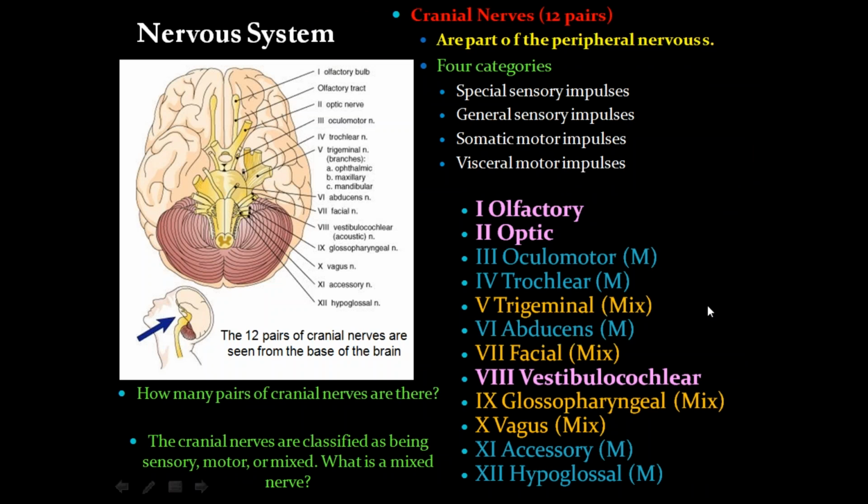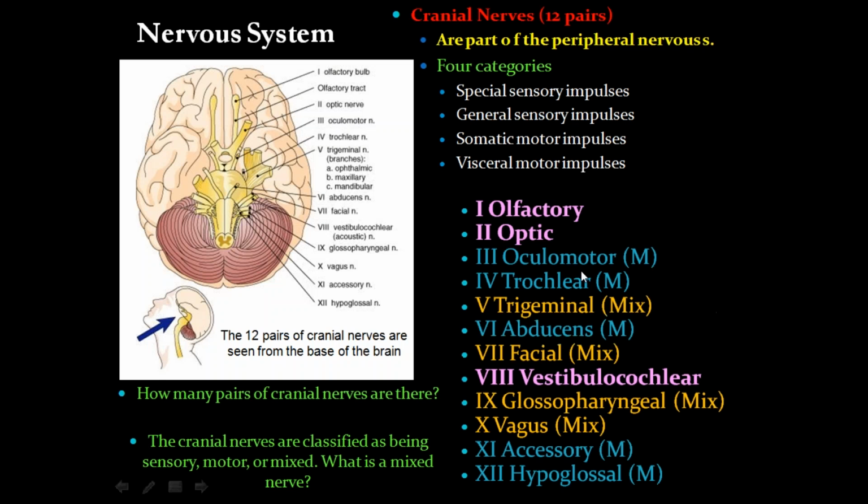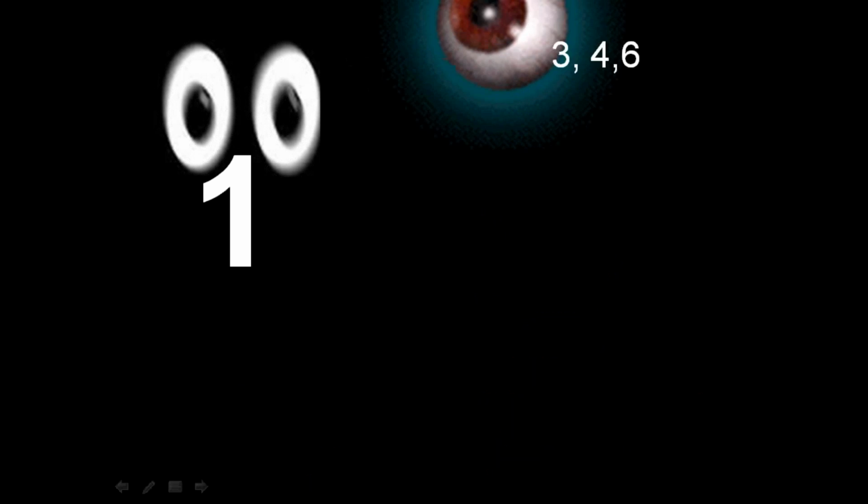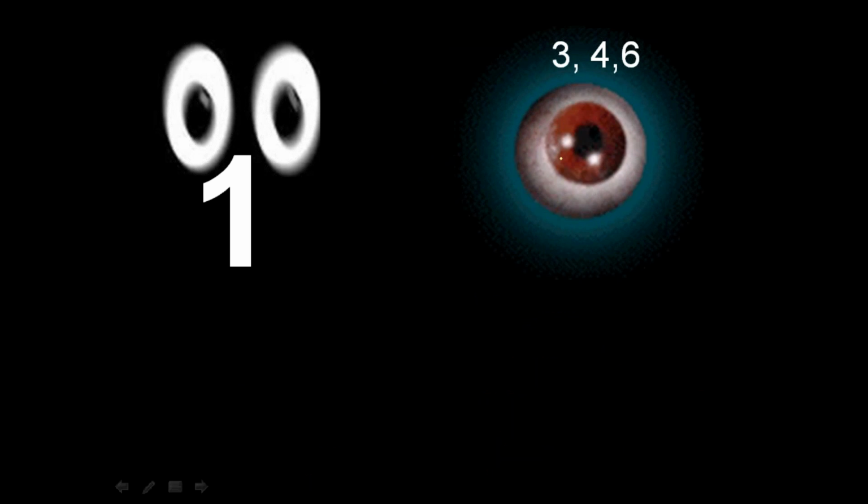Okay, so super favorites: number one is the olfactory, number two is the optic nerve. This optic nerve is for vision only. It's not for eye movement. The eye movements are going to be 3, 4, 6.